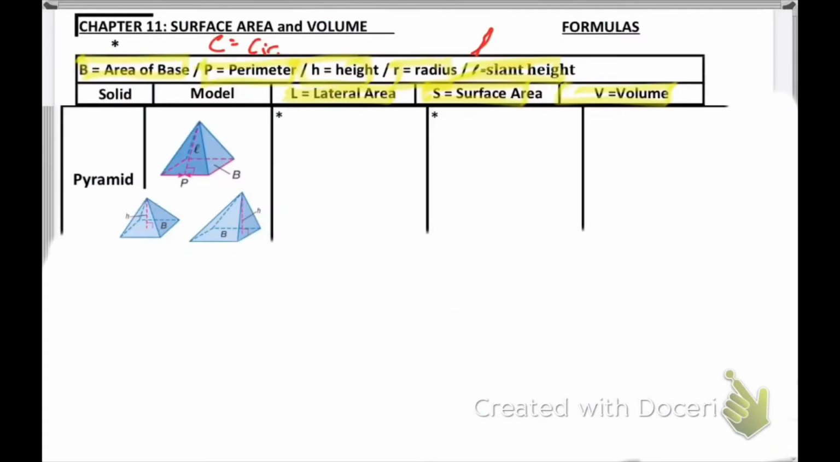So there are our different variables, what they mean. All right, let's first look at a pyramid. And we're going to be dealing mainly with right pyramids and right and regular pyramids.